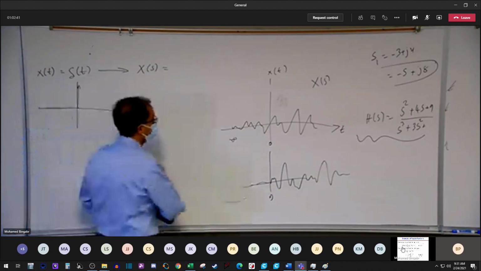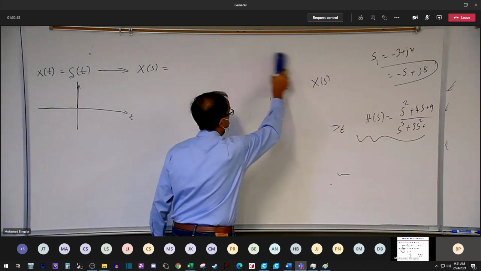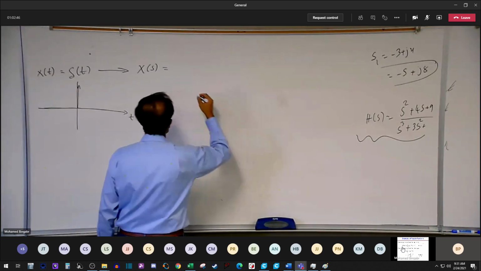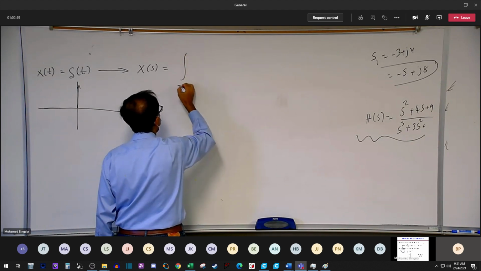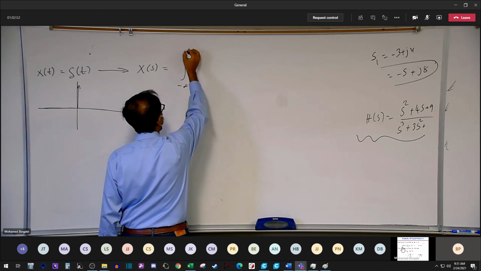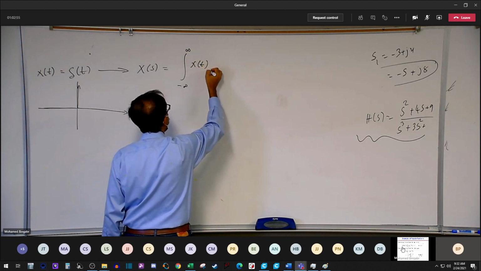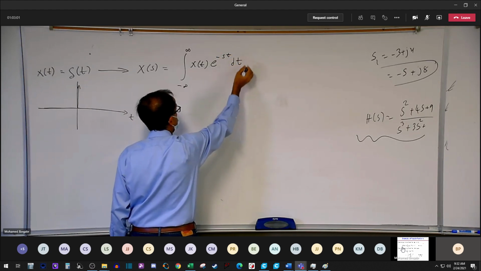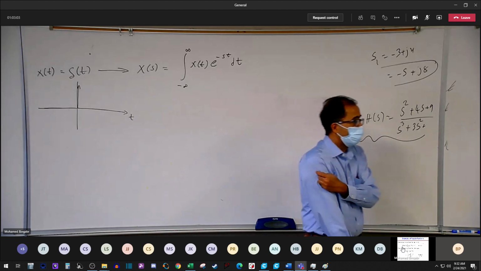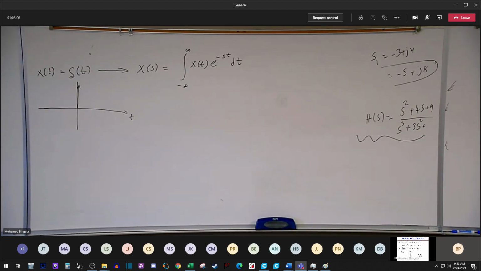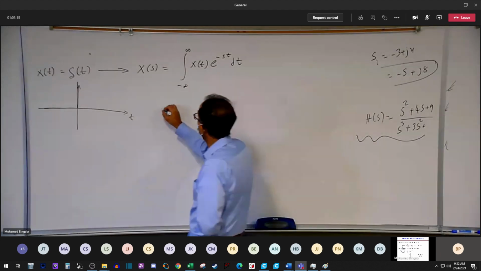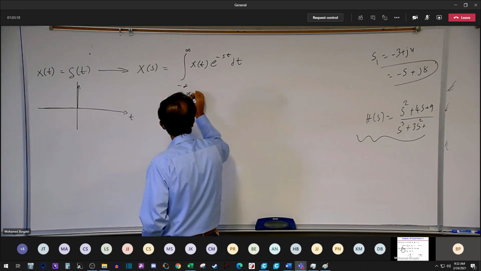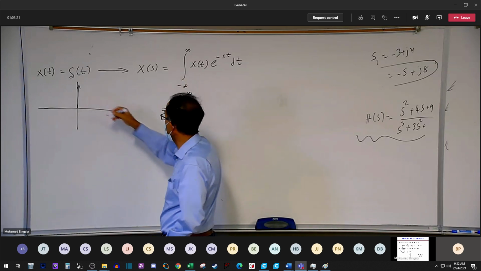So we're going to follow the definition. What is the definition? X of s equals the integral from minus infinity to infinity of x of t e to the minus s t dt. Is it e to the minus s t, the definition? Let me just double check. That's the definition. So I'm going to use this definition. So that will be the integral from minus infinity to infinity. What is my signal x of t? It's just this impulse.